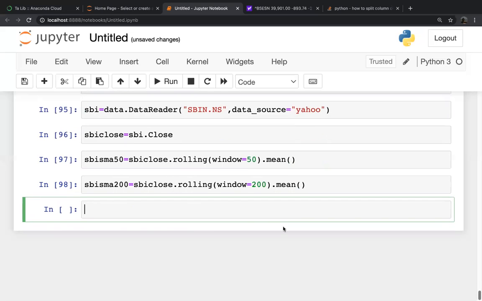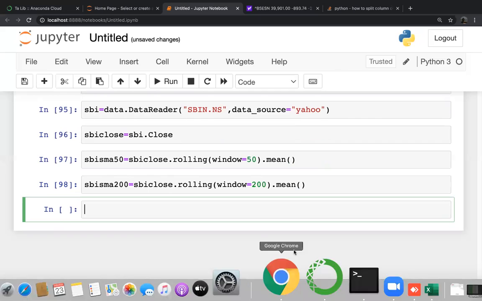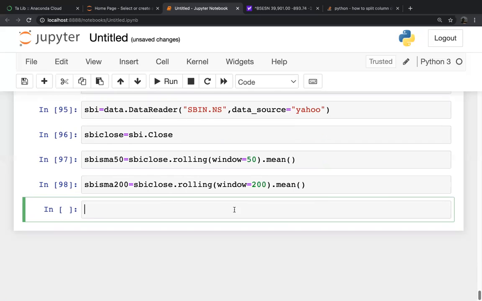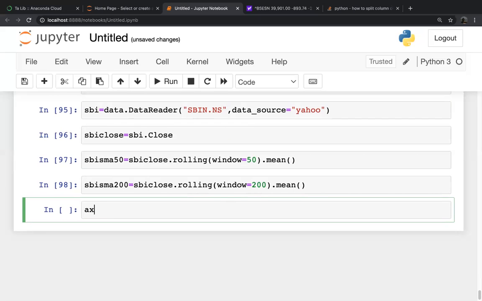Now we don't need to do the subplot, the plotting window is already bigger, so we can directly plot. SBI close dot plot, or we'll give the plot size.